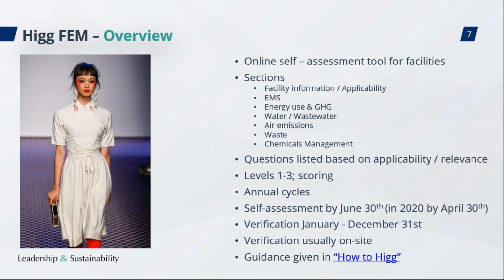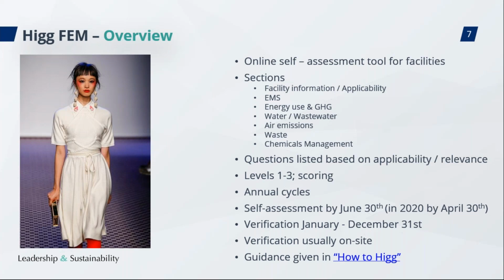The self-assessment this year for the 2018 results, you can upload until June 30th. And then higg.org closes down for self-assessments. It will open up again, but only for new facilities. So if you're already registered, an existing facility of a brand, for example, and have been requested to conduct the self-assessment, you need to do that by June 30th.